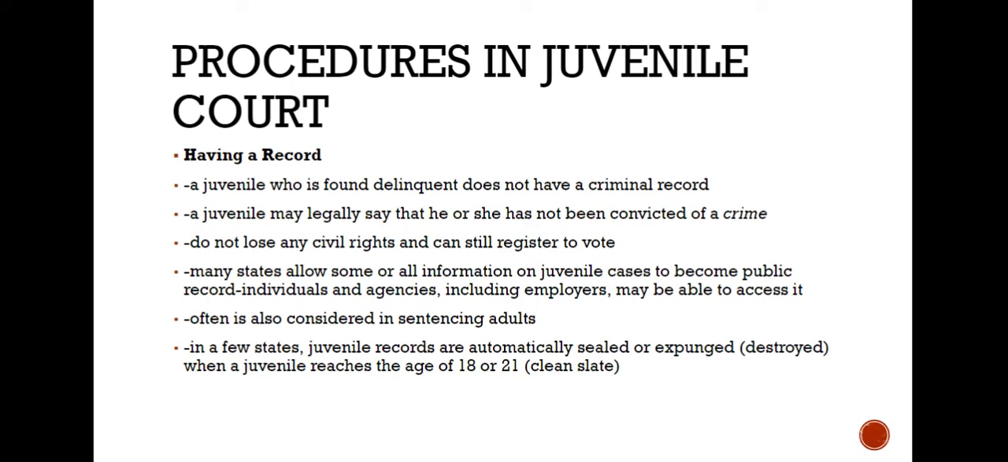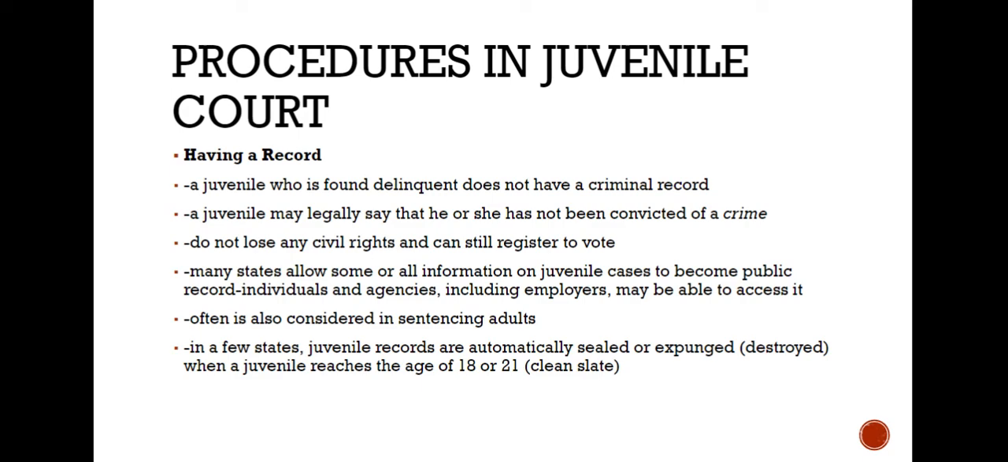In a few states, juvenile records are automatically sealed or expunged, which means destroyed, when the juvenile turns the age of either 18 or 21. It's considered having a clean slate. So in some states, your record is sealed when you turn 18 or 21 and nobody can access it.